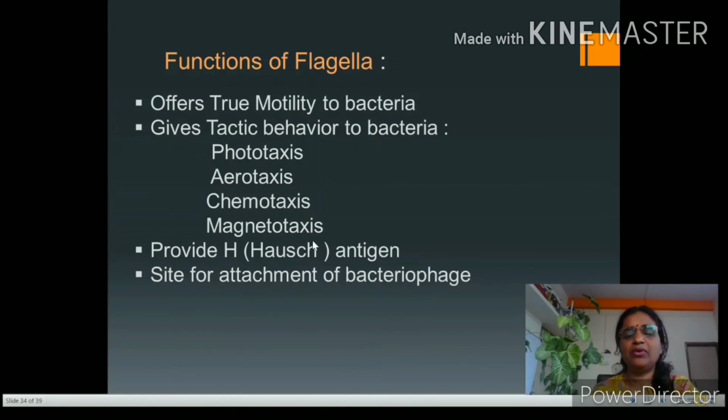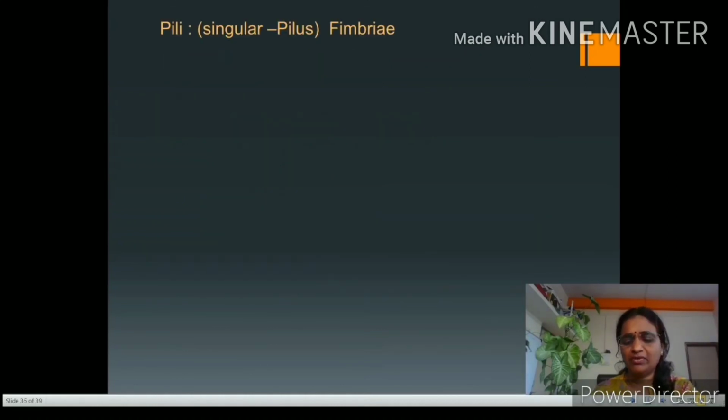And the next function provided by the flagella is that it provides the H antigen, that is the Hauch antigen. An example is Salmonella typhi. In Salmonella typhi, the flagellar protein, that is flagellin, acts as the H antigen. Now the last function of the flagella: it acts as a site for attachment of bacteriophage. So these are the functions performed by the flagella. Now let us see the next part of the bacterial cell.